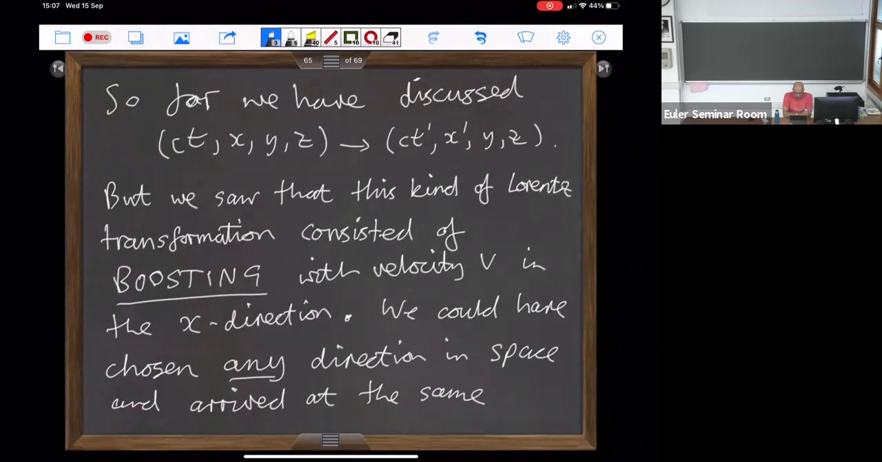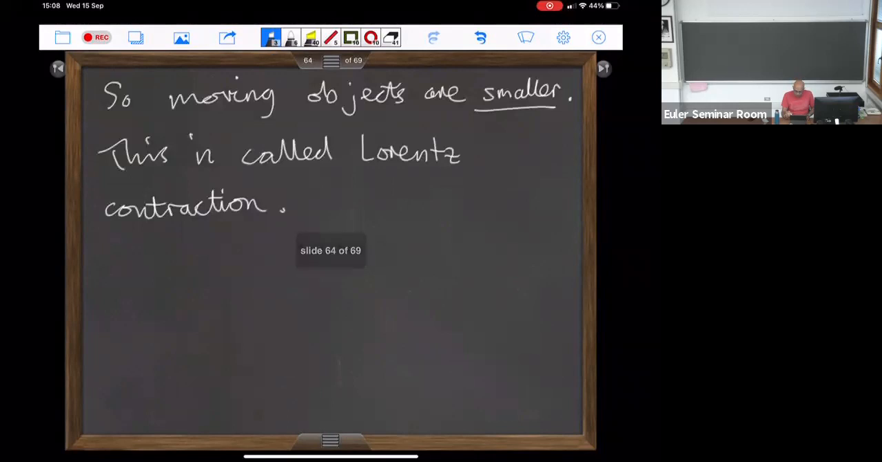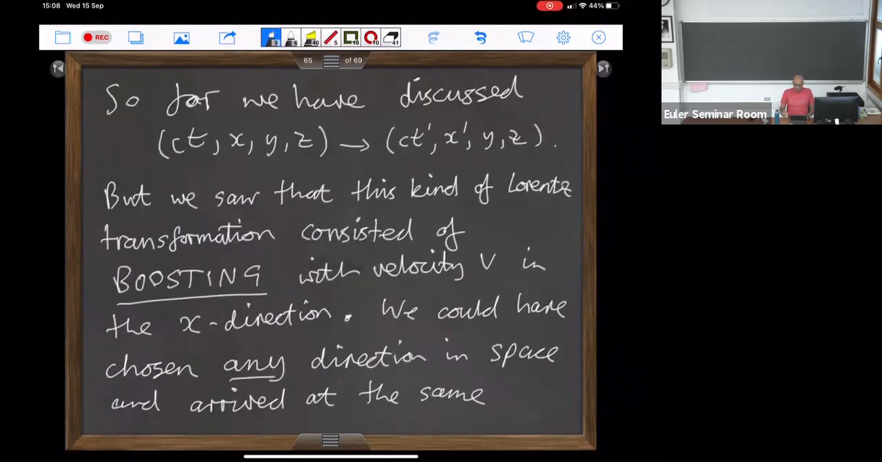All right, so now we've discussed rotations and we've discussed boosts. These transformations are called boosts because you take one direction, in this case the x direction, and then you boost it by a certain amount, which shifts the coordinate by the velocity times the time, and then divides by the Lorentz factor. So we just chose one direction for our boost, but of course we could have chosen any direction in space, and we would have arrived at similar formulae, but again with the entries of the matrices being in different positions.